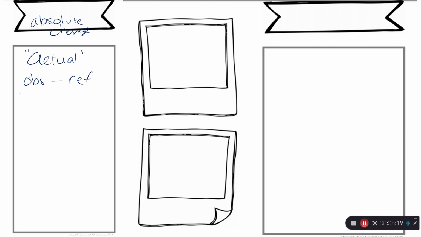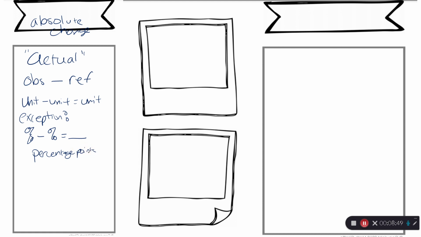What's important to remember about this? Because we're doing subtraction, you can take almost any unit, subtract that unit, and get that unit. So a lot of the time, units for absolute change will be whatever you started with. What's the exception? If what we're working with are two percentages, if I take a percent and subtract a percent, we're actually going to report that as a value of percentage points. So don't forget that important thing right there. Absolute change of percents is going to be in percentage points.